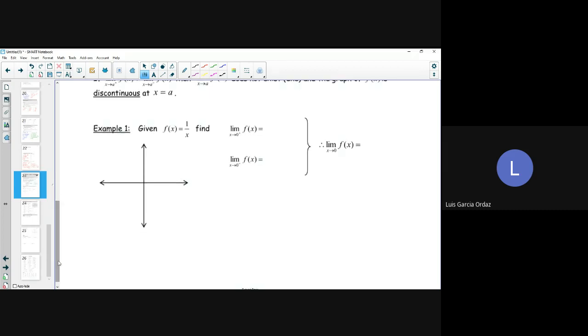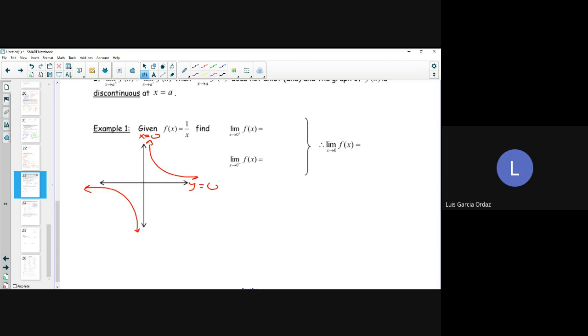So for example, I have given f of x is equal to 1 over x. Let's find the limit as x approaches 0 from the right and from the left. And let's conclude if a limit does exist for this function. So as you guys know, 1 over x looks like this. All right. So again, we have asymptotes at x is equal to 0 and y is equal to 0.